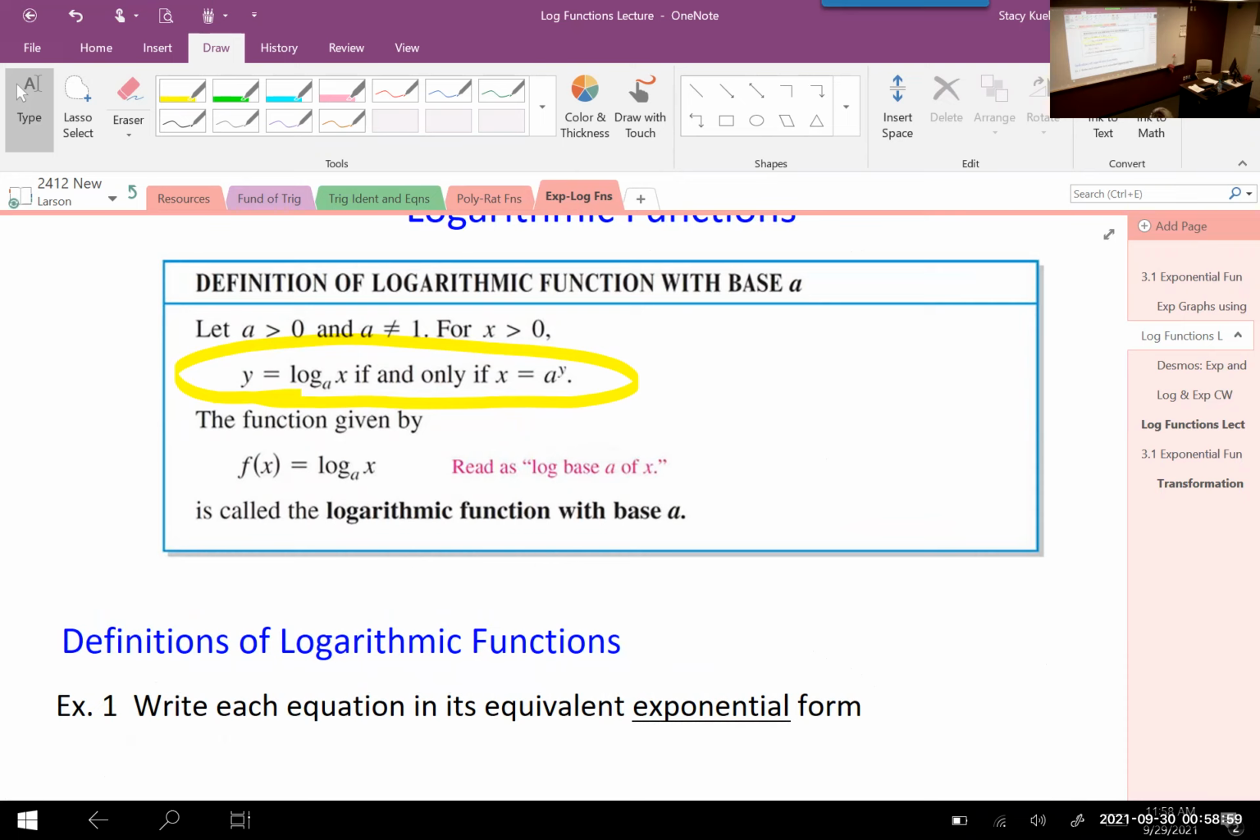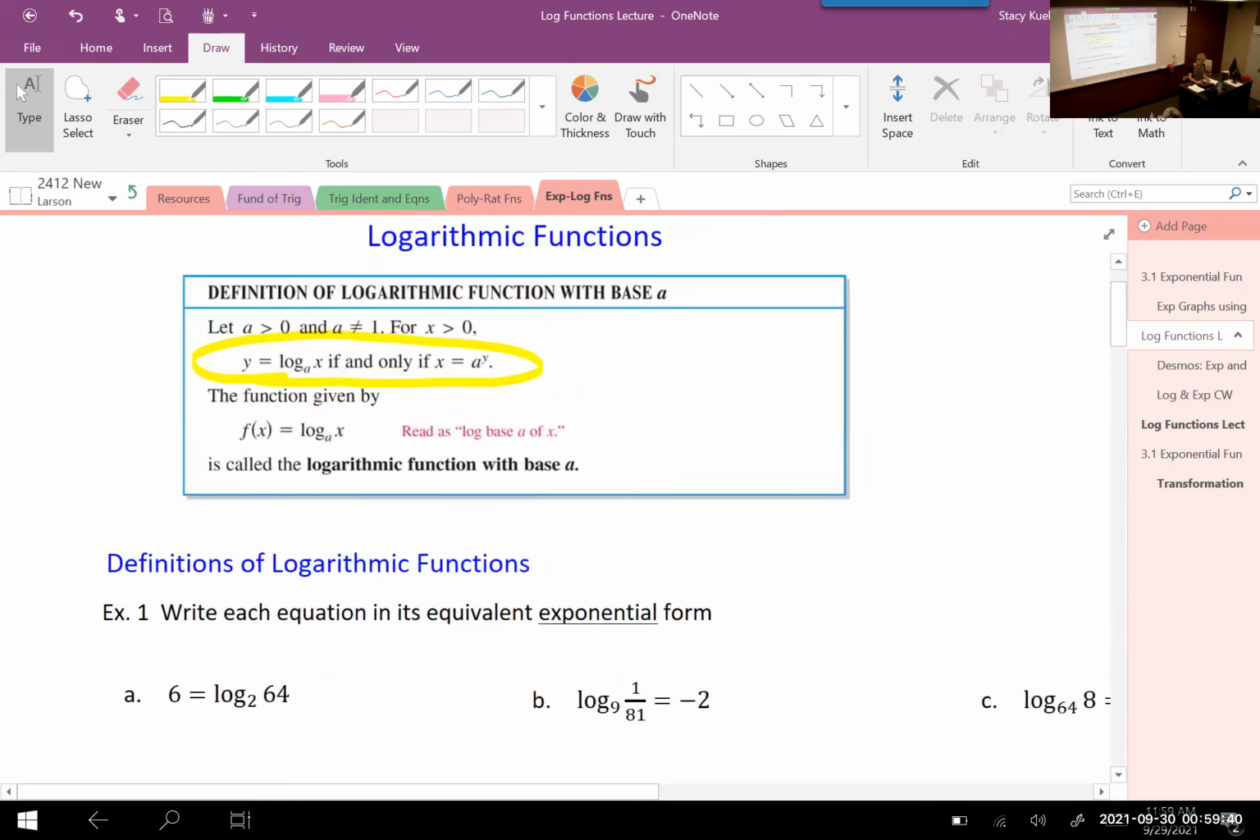That "if and only if" is a one-way street. It means it only works if they both are related, right? If and only if. Y equals log base a of x, if and only if x is equal to base a to the y. That's the definition that we're going to use. And you'll notice that base a has the same requirements that it did for an exponent. It's got to be positive, it can't be 1. All right, because that's the important part.